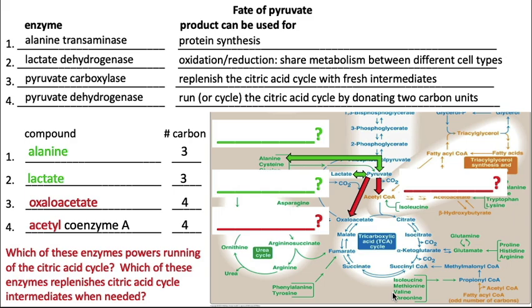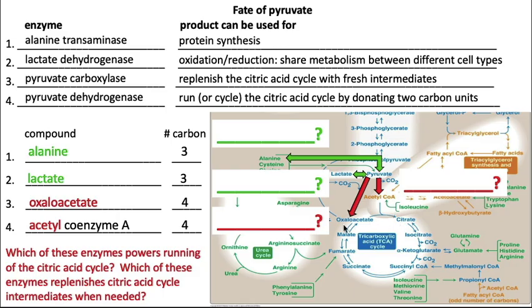In order to replace them, you would want to use pyruvate carboxylase, which takes pyruvate, which is not a citric acid cycle intermediate, and converts it to the 4-carbon oxaloacetate, which is now a new citric acid cycle intermediate. Let's compare pyruvate carboxylase to pyruvate dehydrogenase. Pyruvate dehydrogenase is used to make acetyl coenzyme A and carbon dioxide. Then acetyl coenzyme A can donate its 2-carbon acetyl group to oxaloacetate to make citrate.